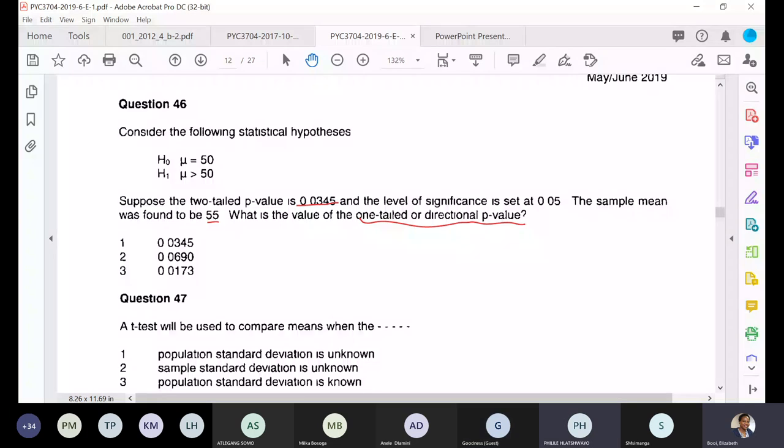We did have a discussion around this. Yes, we divide the two-tailed by two. So you will take that 0.0345 and divide it by two, which will be option number three.